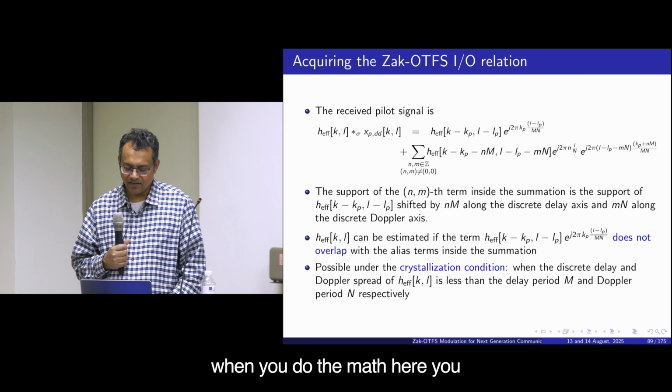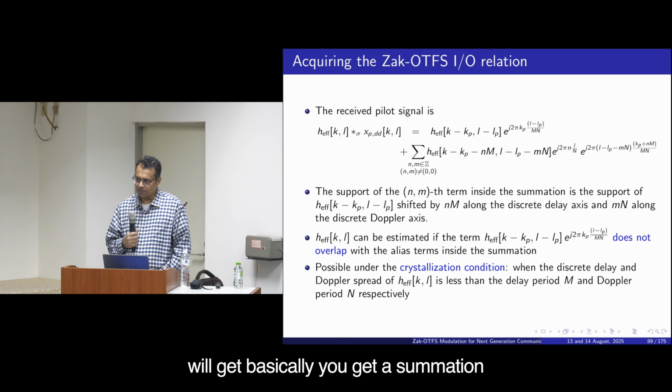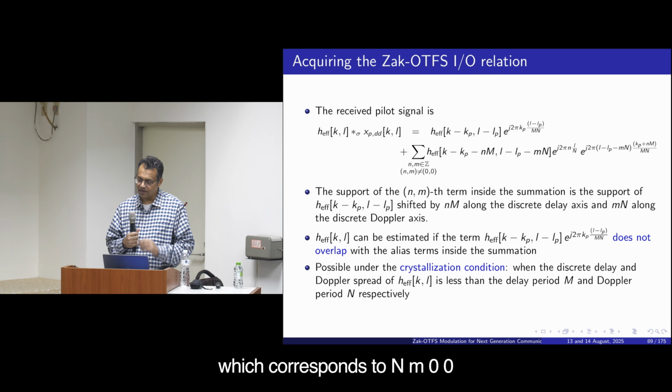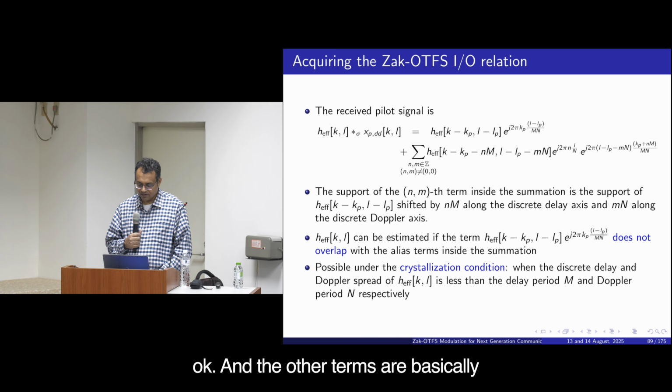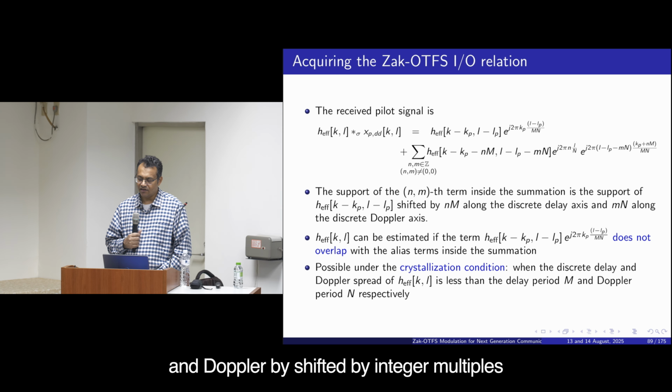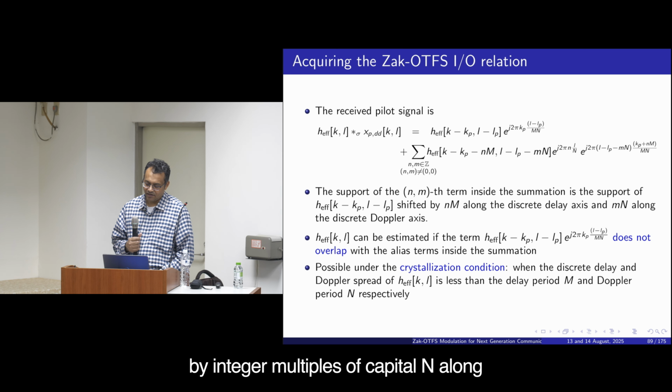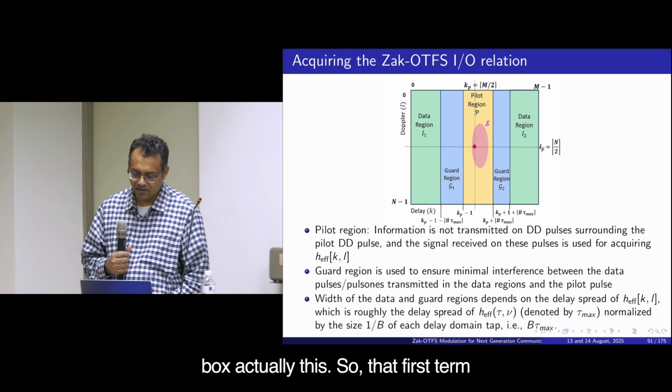And when you do the math here, you basically get a summation over n and m, right. But you can actually separate one of the terms which corresponds to nm00, because that is going to be in your own box. I mean this term. And the other terms are basically the same term, but shifted along delay and Doppler by integer multiples of capital M along the delay and by integer multiples of capital N along Doppler, right. I have just shown one box, actually this.